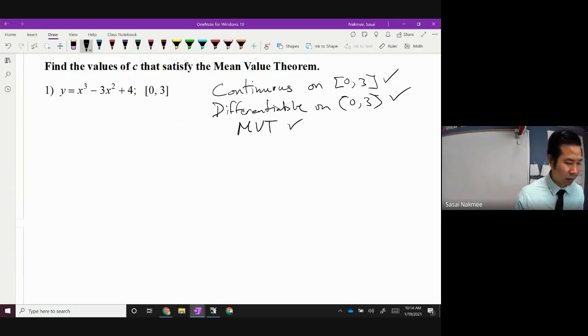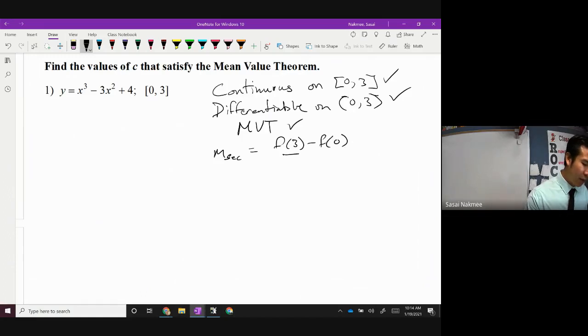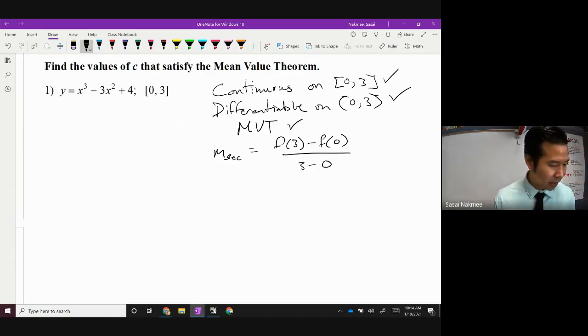You put a check mark for me. I'll take that. Now, once you do that, you have to go ahead and find the slope of the secant line through the endpoints, which is going to be f of 3 minus f of 0 over 3 minus 0. If you were doing this out, you should have gotten 0.